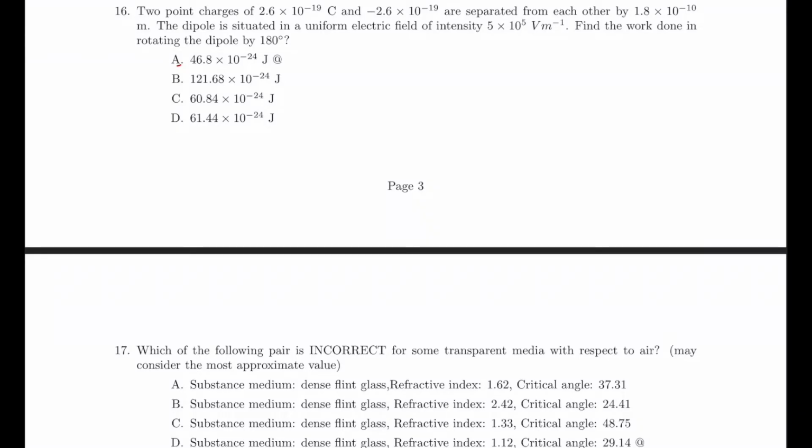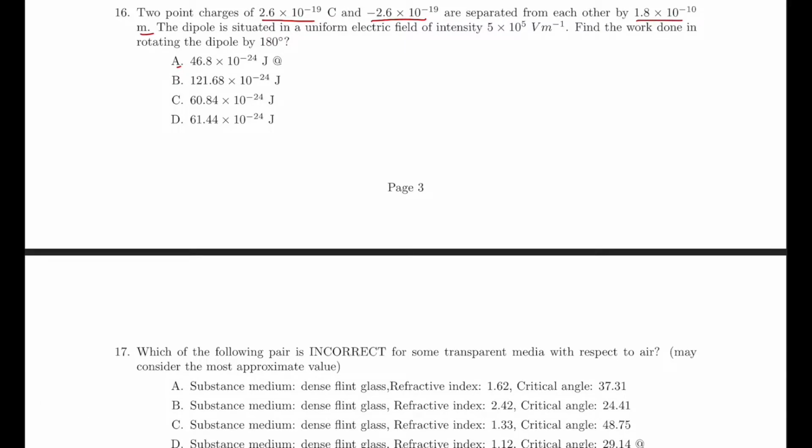16th problem says two point charges of 2.6 into 10 to the power minus 19 coulomb and minus 2.6 into 10 to the power minus 19 coulomb are separated from each other by this distance. The dipole is situated in a uniform electric field with this much intensity. Find the work done in rotating the dipole by 180 degrees.